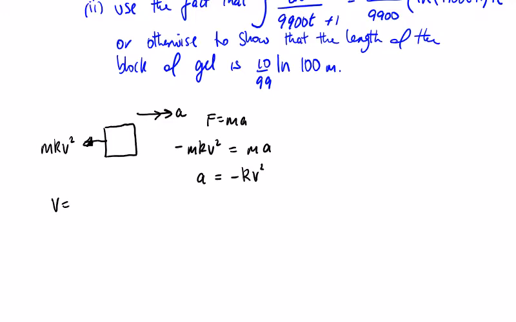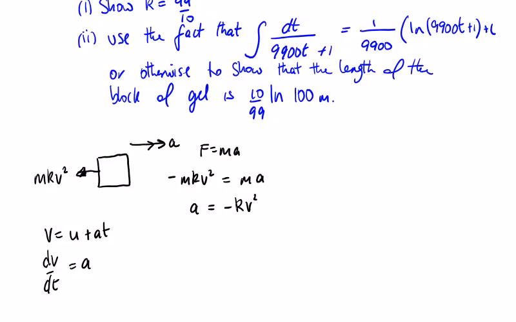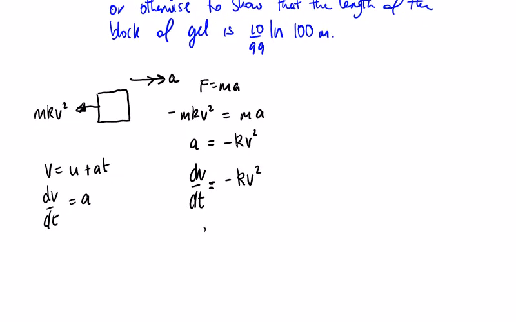And we know from our equation v is equal to u plus at, dv/dt is equal to a, which enables me to find time. So that will enable me to find k. So let's have a look here. dv/dt is equal to minus k v squared. So dv over v squared is equal to minus k dt. And if we integrate these, we'll be able to solve and find the value for k.